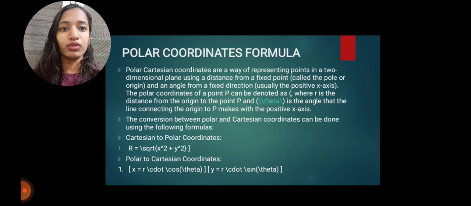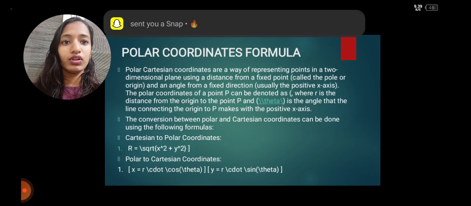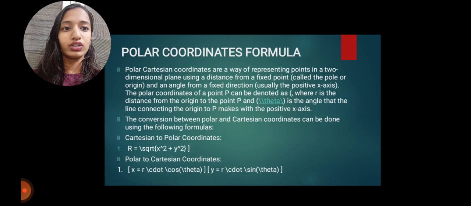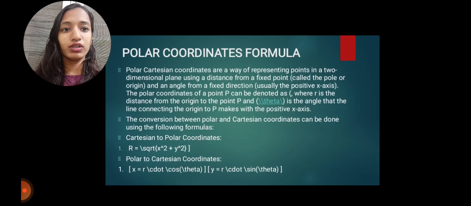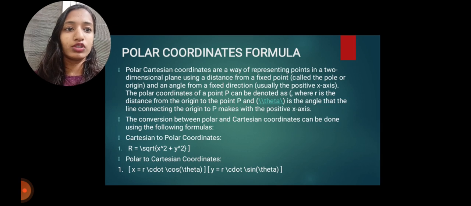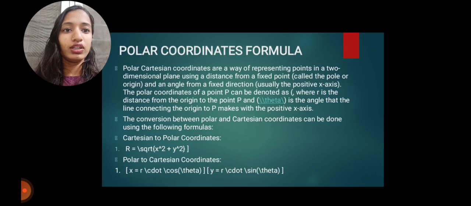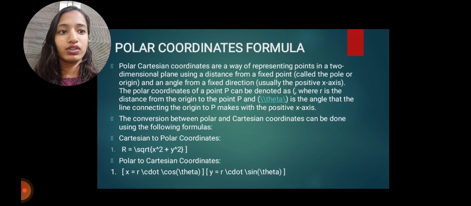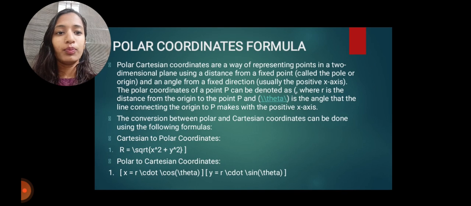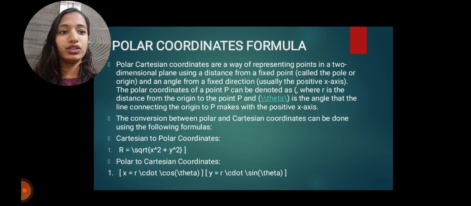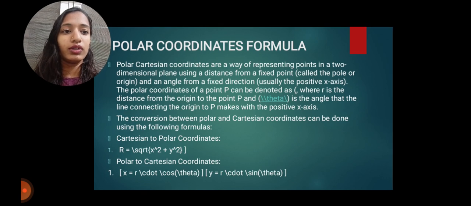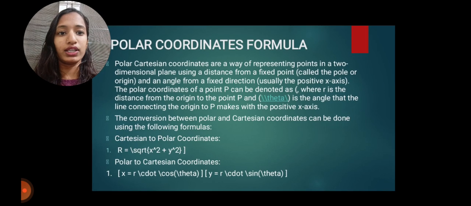Polar coordinates formula. Polar coordinates are a way of representing points in a two dimensional plane using a distance from a fixed point called the pole or origin and an angle from a fixed direction, usually the positive x axis. The polar coordinates of a point P can be denoted as r, the distance from the origin to the point P, and theta, the angle that the line connecting the origin to P makes with the positive x axis.